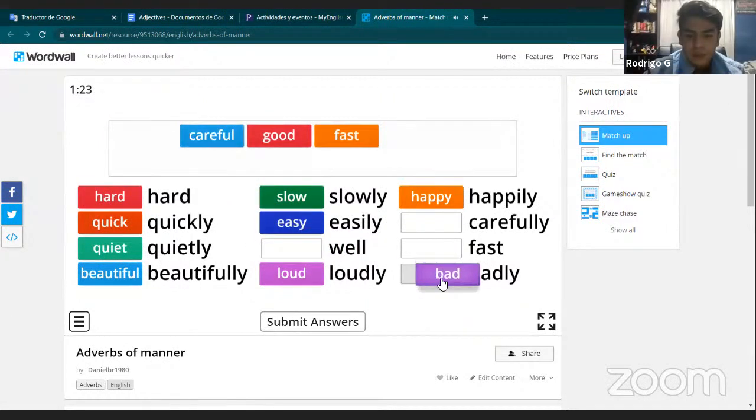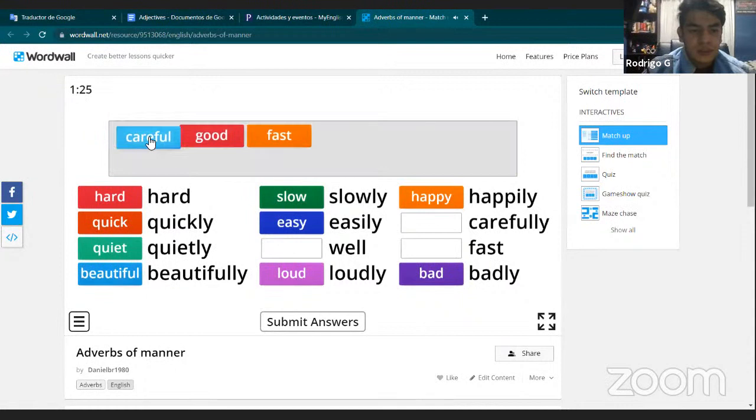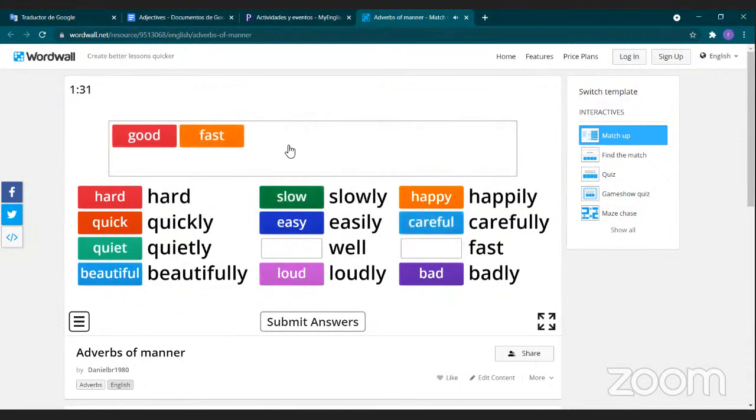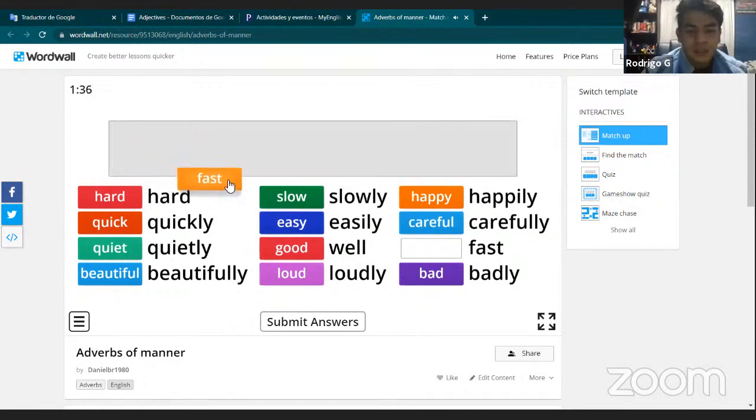Bad, badly. Careful, carefully. Good is well. Fast is fast.